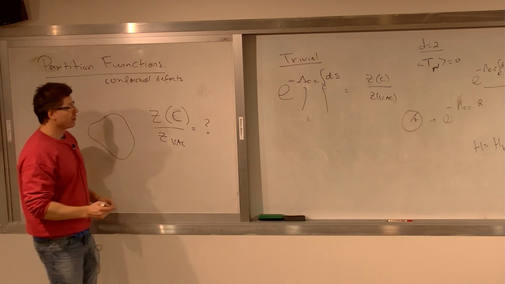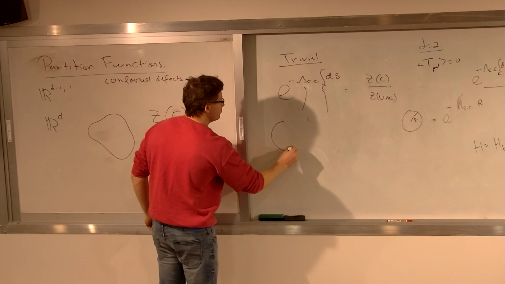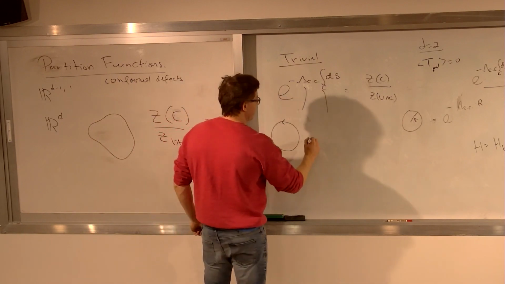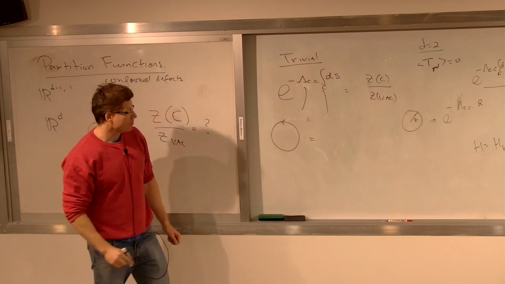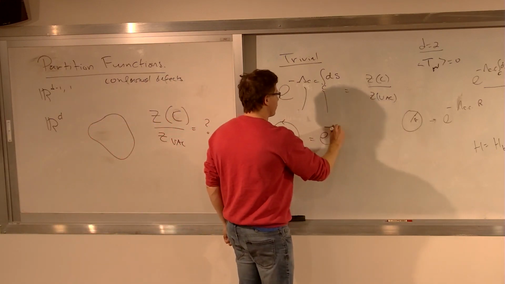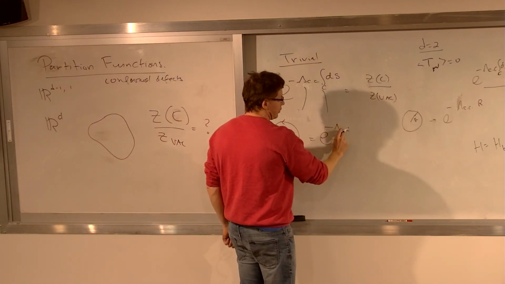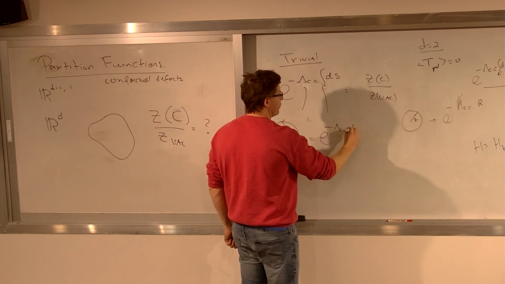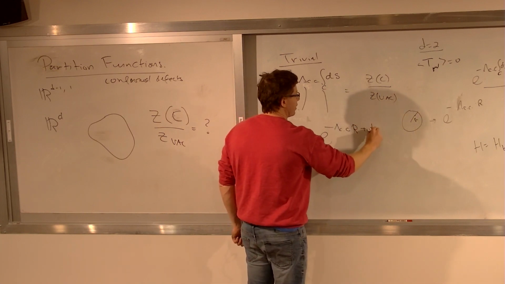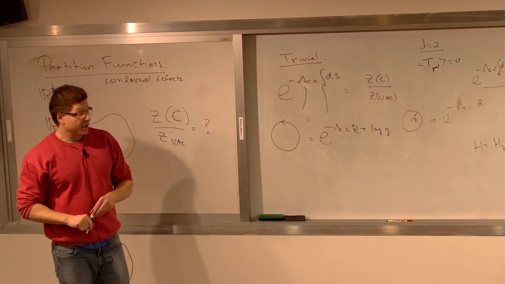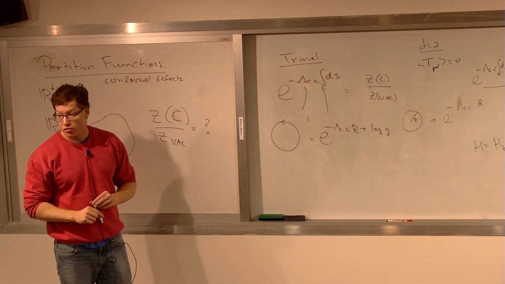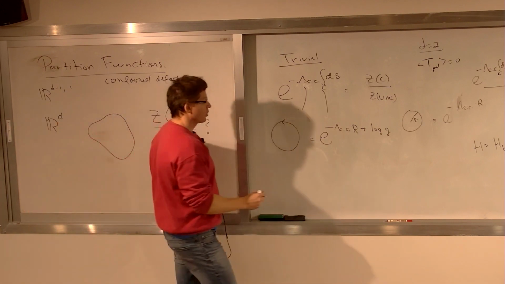But for circular shapes, you do get something that is beyond a cosmological constant counter term. So what do you get? You get a cosmological constant counter term that you can just remove if you like. But you can get a new contribution, which is a constant, independent of the radius.